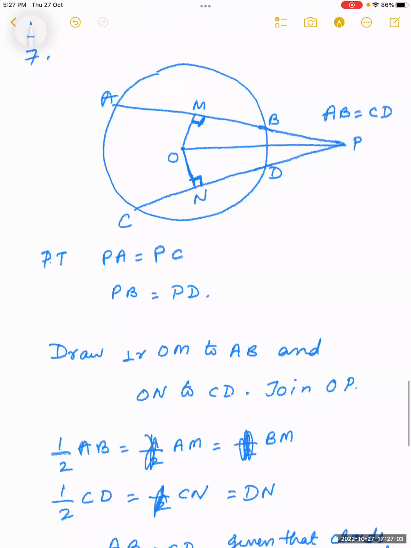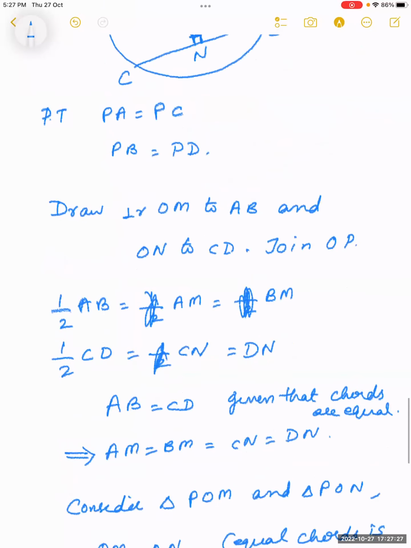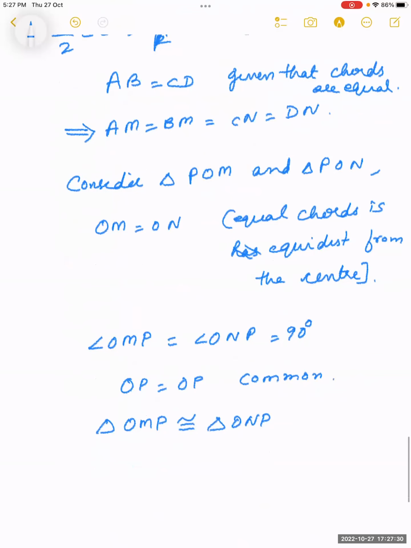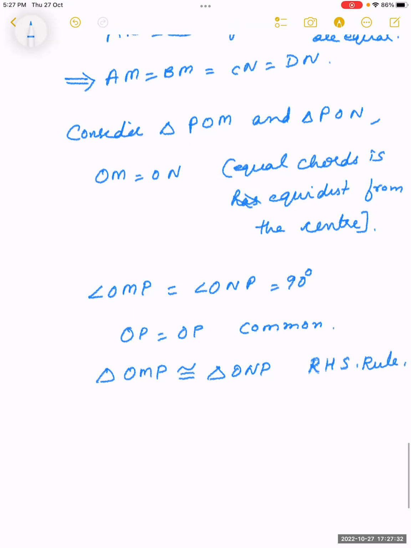We have triangle OMP congruent to triangle ONP based on what? We have right angle triangles, and the hypotenuse of both triangles is OP. So RHS: right angle, hypotenuse, and one side. Right angle, hypotenuse, and one side. Based on the RHS rule, they are congruent.